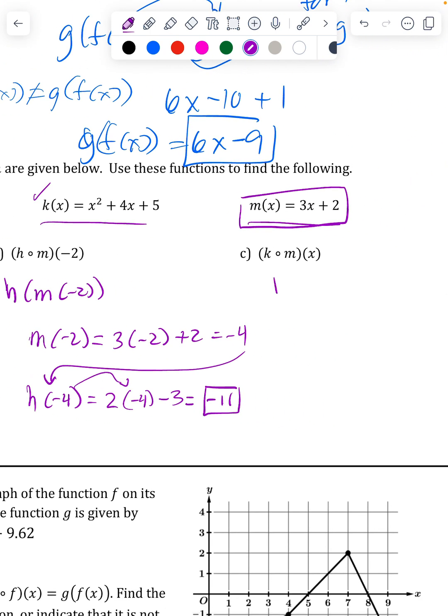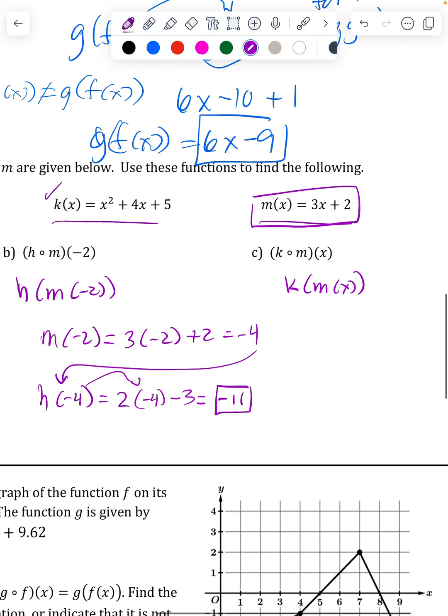And then here, this is written the same as k of m of x. And here, I'm not plugging in a number, so I don't expect a number answer. If you plug in a number, you should get out a number. If you plug in an x, you should get out a function with x in it.